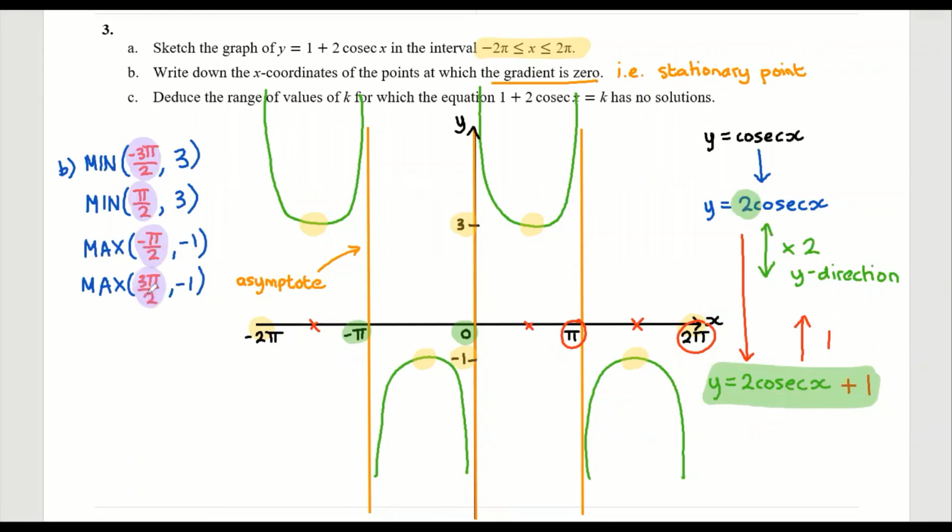Okay, it was a write down exercise, but I just wanted to embellish that a little bit based on the sketch. Now for part C, it says deduce the range of values of k for which the equation 1 + 2 cosec x equals k has no solutions. Now I've seen questions like this in parametric equations. It's a nice, interesting question, just to see if you understand what the graph is telling us. Right, so we're going to do a couple of things. See if you can answer the question. Maybe pause the video, have a think about it, and see if you can find a range of values for k. And then I will go through the solution with you.